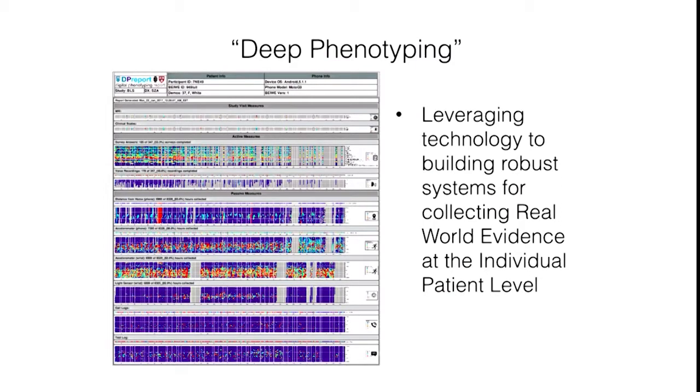So we've been spending the last couple of years building out this deep phenotyping platform where we can extract all these different data types and aggregate them together and really build systems. You heard a little bit yesterday about real world evidence. Today, real world evidence means electronic health records. It means claims data. In our view, we really need to get at a much deeper level to understand to what extent those electronic records and claims data map onto things that are really happening in people's lives.